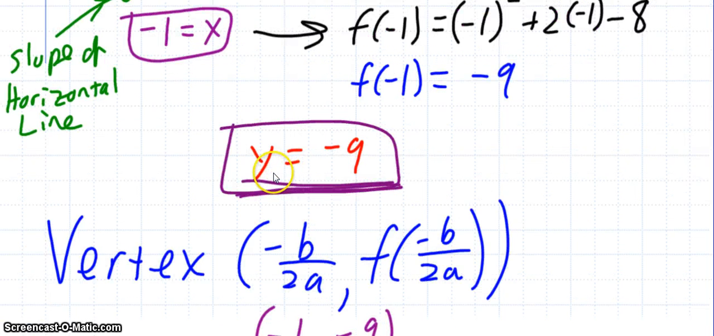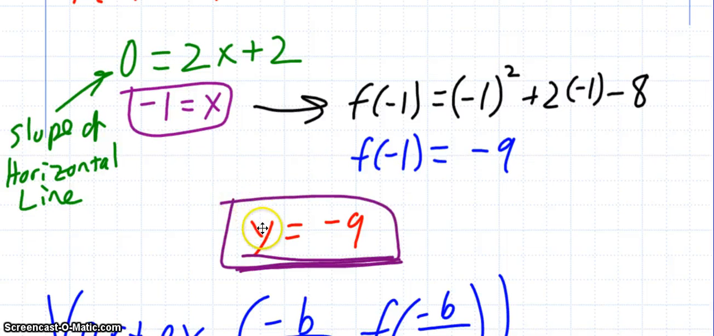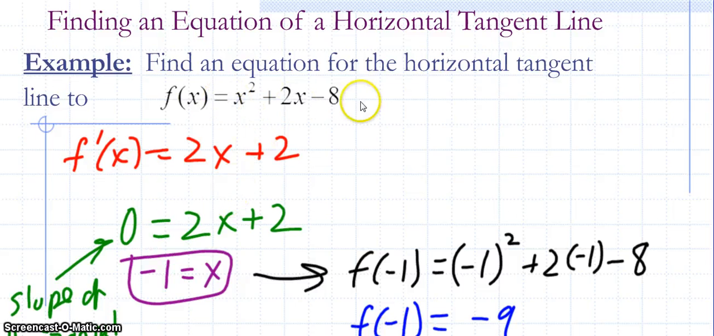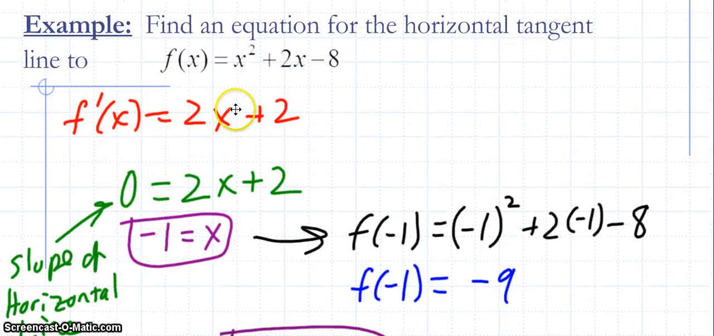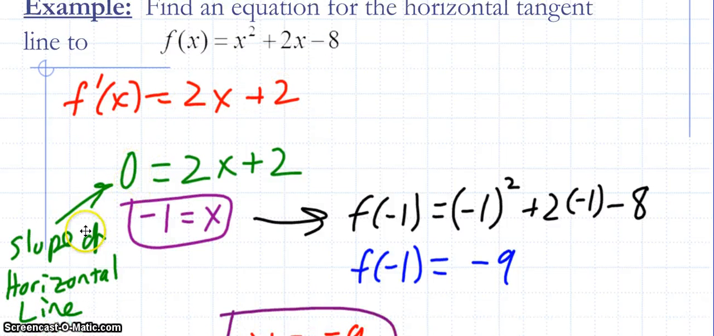Okay, so here we should get the equation of the horizontal tangent line is y equals negative 9. It should just be y equals a number because a horizontal line has a slope of 0. How do we come up with that? First we find the derivative. So I know f prime of x is 2x plus 2 using my power rules. Now, the derivative is the slope everywhere, right? Well, I need the slope to equal 0 if it's going to be a horizontal tangent line. So I set the derivative equal to 0, and I solve for x to find where that occurs. I get x equals negative 1.